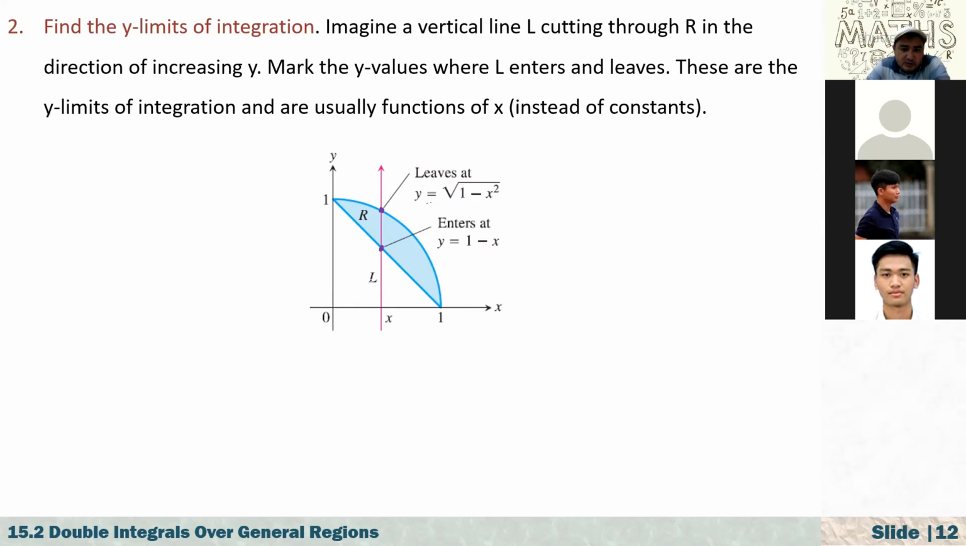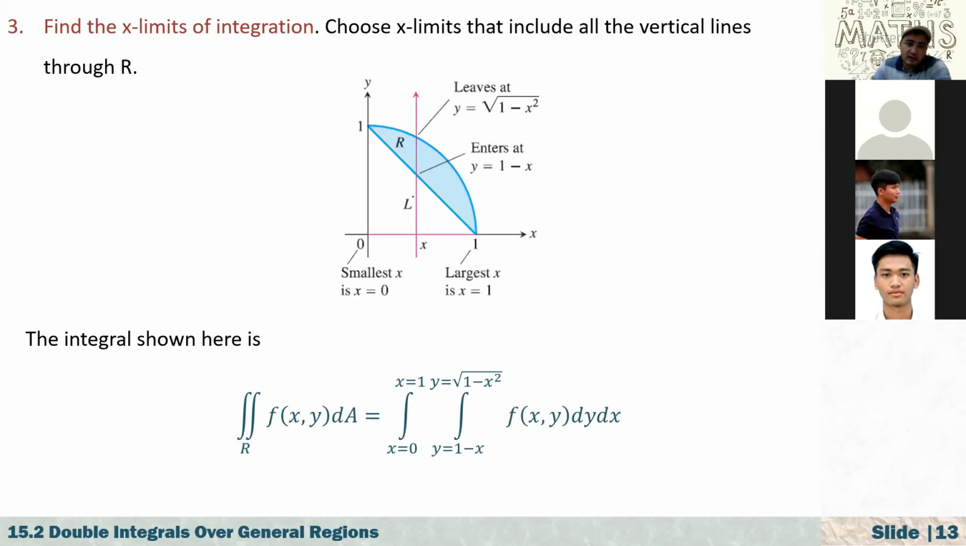So now we have to choose two lines that contain all these vertical lines. So what is it? When x changes from 0 to 1, right, it contains all of these vertical lines. So to find the x limits of integration, choose x limits that include all the vertical lines through R. So the smallest x is x equals 0. If you move a little bit to the left, it does not contain any vertical line, or to the right of 1 also it does not. So if x changes from 0 to 1, that includes all these vertical lines.